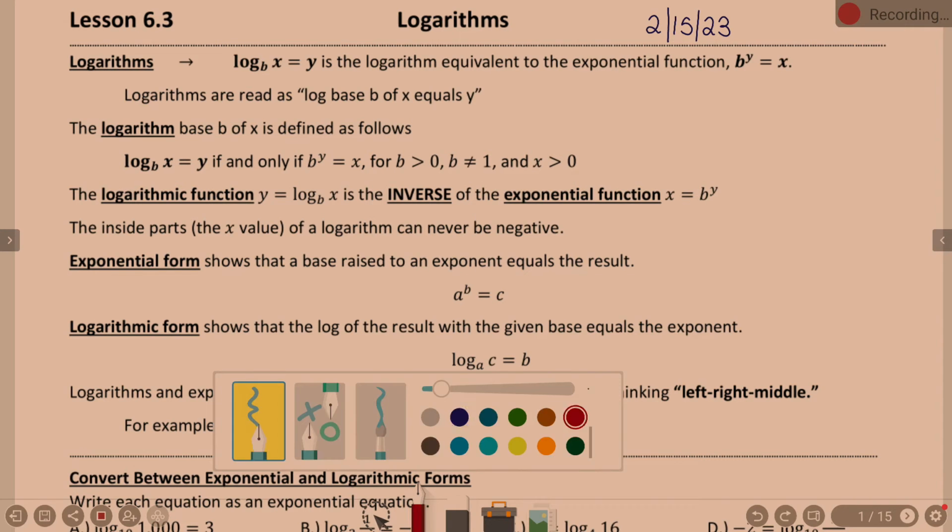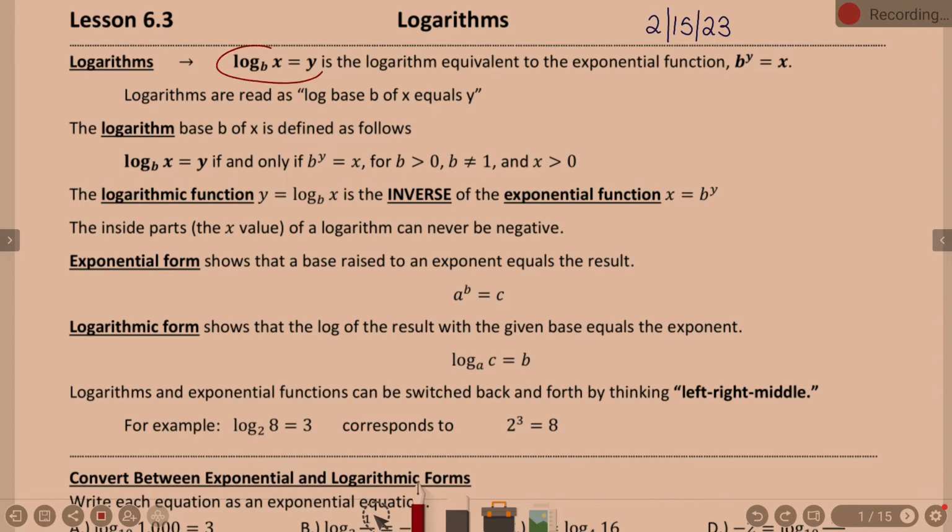So what we're looking at here, log base b of x equals y. That's a common way you'll see a logarithm written, and it is equivalent to the exponential function b to the power of y equals x. Part of what we're learning is how to go back and forth between a logarithm equation and an exponential equation. But those are equivalent statements.